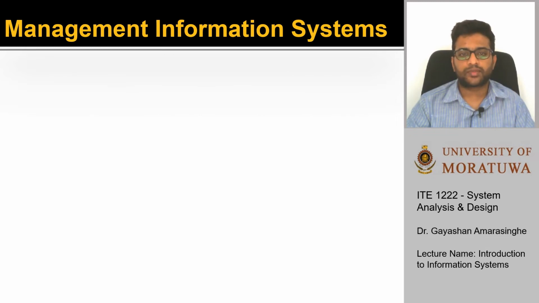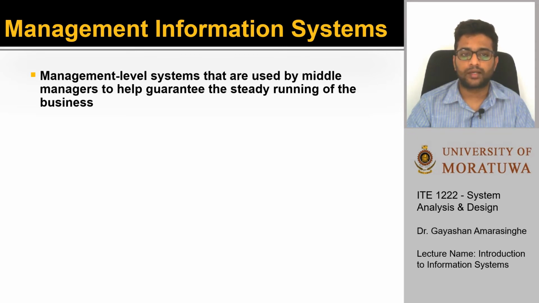Many of the diverse types of information systems discovered in commercial organizations are designed as management information systems, or MIS for short. Within the pyramid model that we observed earlier, MIS or management information systems are management level systems that are used by middle managers to help guarantee the steady running of the business. The highly structured information given by management information systems enables managers to assess an organization's performance by comparing the current outputs with the previous outputs.